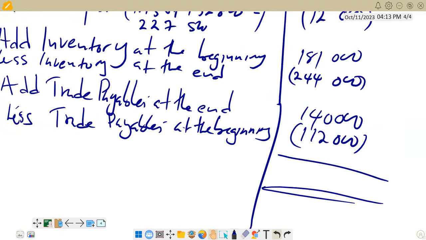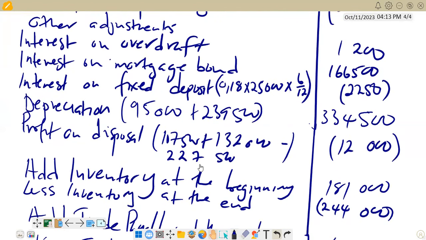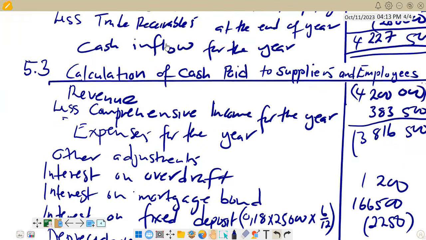So the answer that we are supposed to get there is 3,363,500, and we are going to get a negative figure. This is the figure that we are going to put there in the cash flow statement. So we have finished preparing the notes. Now we go to the cash flow statement.